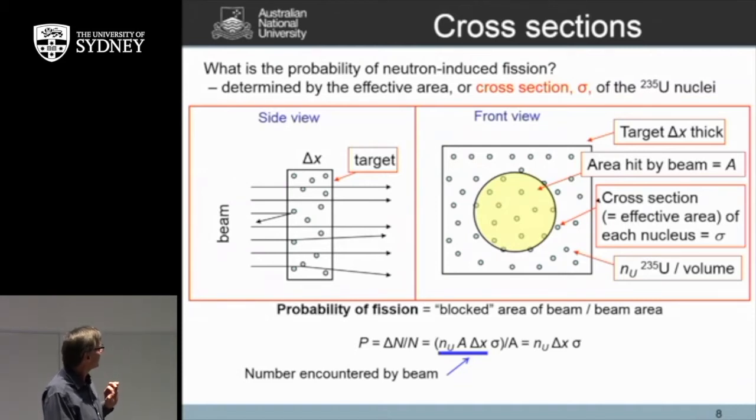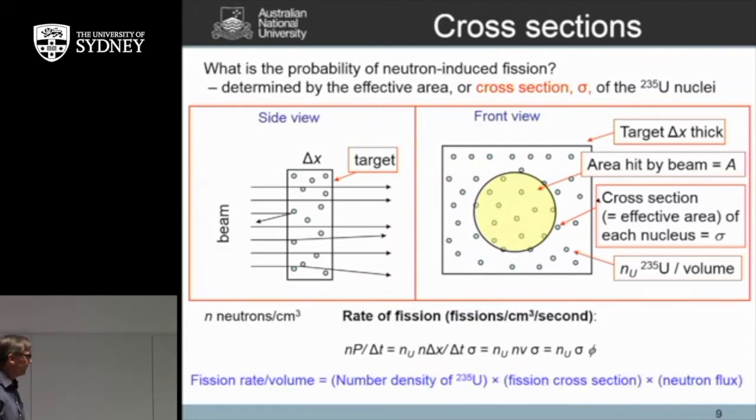So if we work out the probability of fission now, let's say we're talking about the so-called fission cross-section, the probability of fission is the blocked area of this beam spot, this yellow spot, compared with the total beam area. We assign an effective area to each nucleus, and that's the cross-section. So that's what the idea is. It's the effective area encountered by a beam.